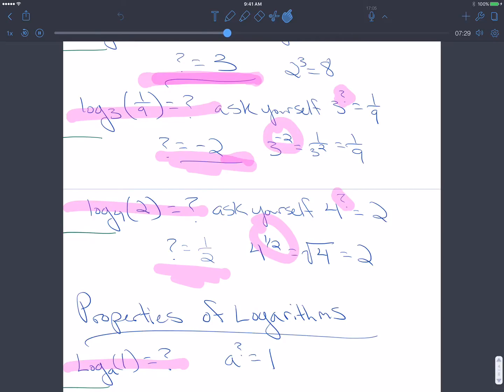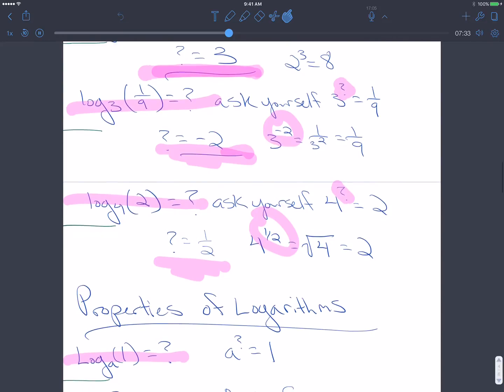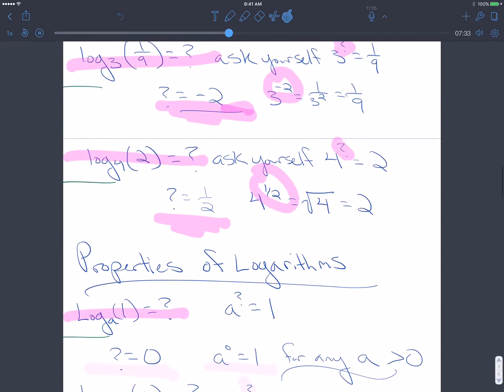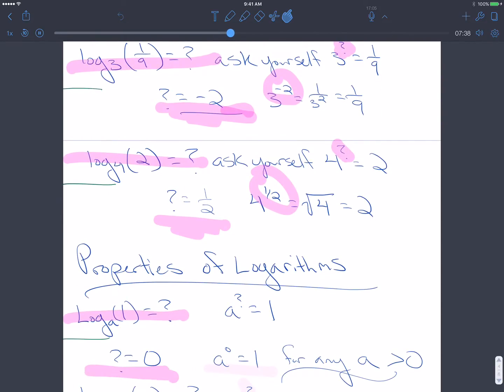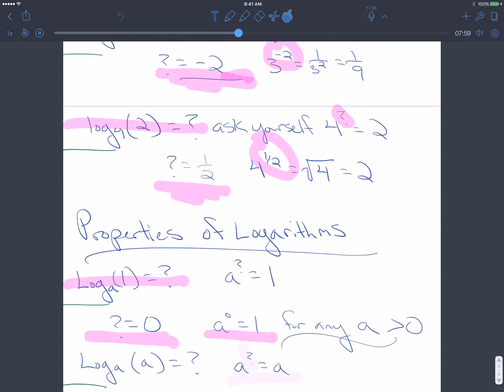If you recall from when we did exponentials, if I have a 0 for my x value, a to the 0 always gets me 1 for any value of a in the defined a range that we've had, which has been greater than 0. So don't worry about any of the other cases, but as long as a is greater than 0, that's going to be the case. Now, log base a of a, what about that one?